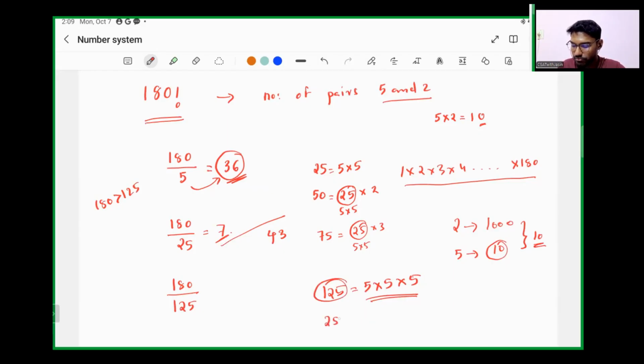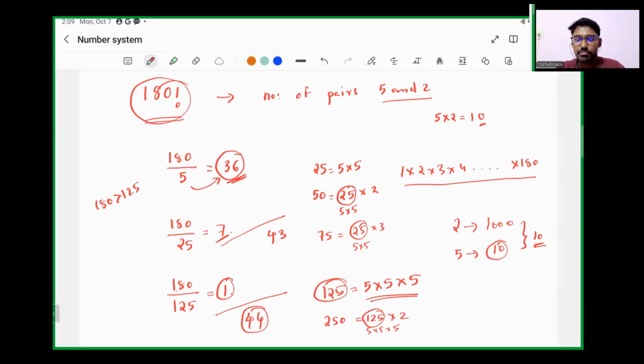If there was 250, 250 is a multiple of 125, 125 into 2, so again in this 125 three 5s will come. So all the multiples of 125 you need to count as 3. To find the number of multiples of 125 in 180, you divide 180 by 125. It's 1 point something, so you need to add this one also. So in total it will come to 44. So there are 44 fives inside 180 factorial. That's how we calculated 44.